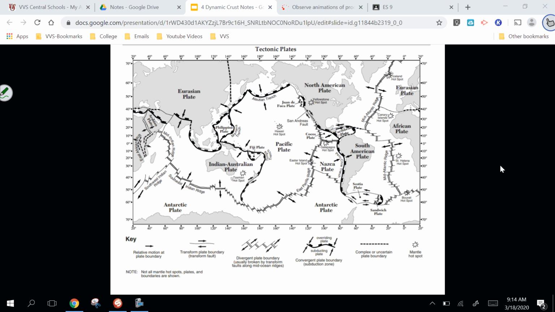An example of an ocean-ocean boundary would be the Aleutians right here. We've got an ocean plate going this way, an ocean plate going that way. They're going toward each other. The Pacific plate doesn't have the boxes on it, so it's going under. So it creates these volcanic islands, out in the middle of the Pacific Ocean, North Pacific Ocean. That's called an island arc.